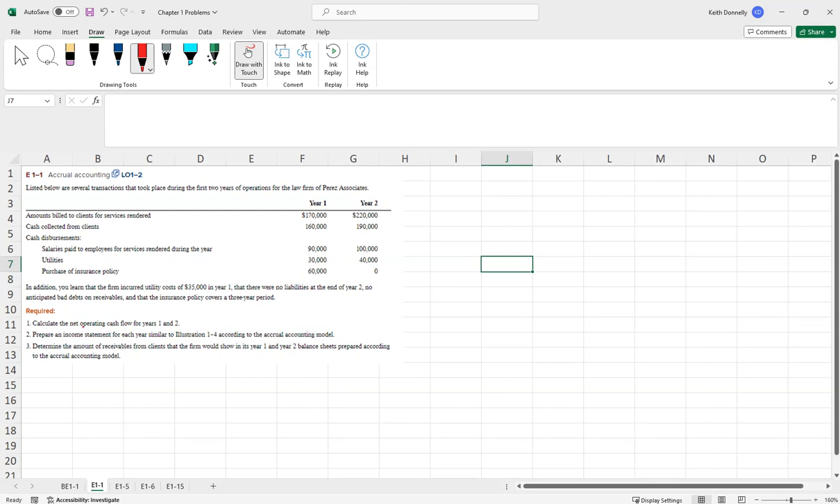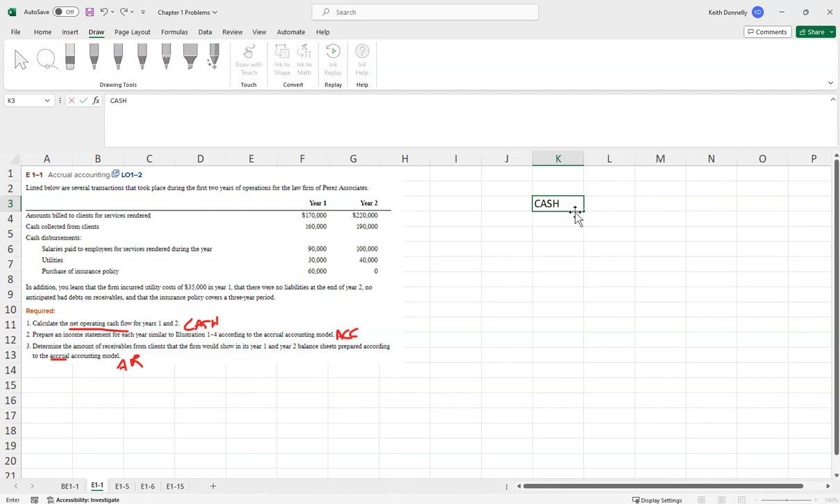They want to know, can you please calculate the net operating cash flows for year 1 and year 2? This is basically saying, can you please prepare a cash basis income statement? And then they say, can you prepare an income statement based on the accrual method? And then they want to know here in 3, can you please tell us our ending accounts receivable if it was accrual? Okay.